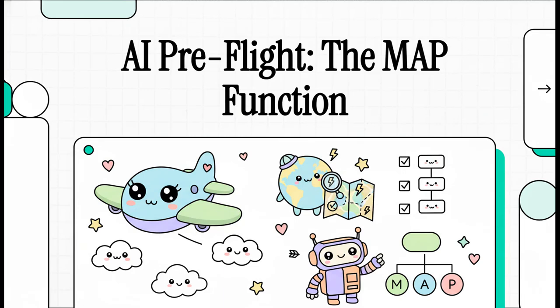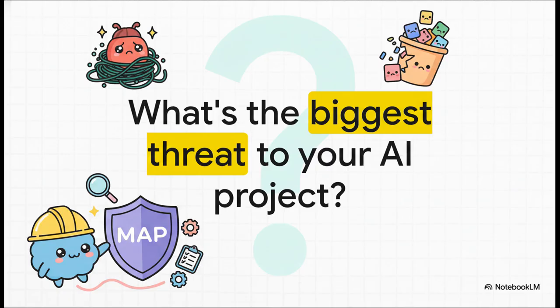So let's talk about a mistake that can doom an AI project before anyone even writes a single line of code. It's a kind of pre-flight check that, honestly, far too many teams just skip. And mastering it, well, that can make all the difference. So let me ask you, what do you think is the biggest threat to your AI project?